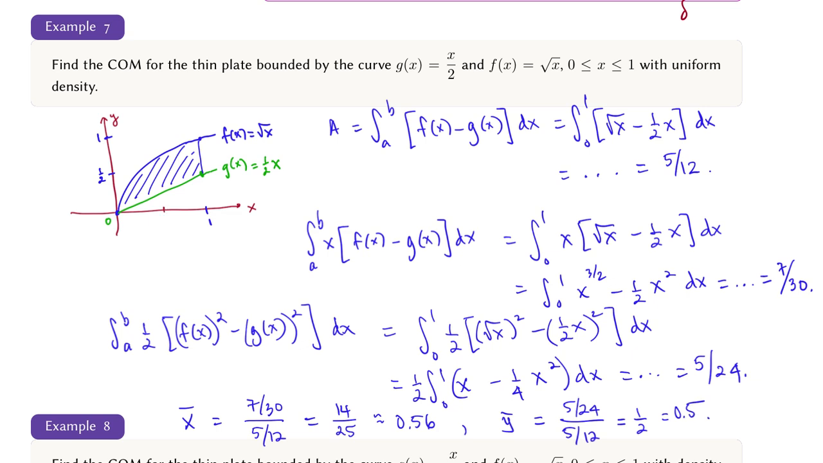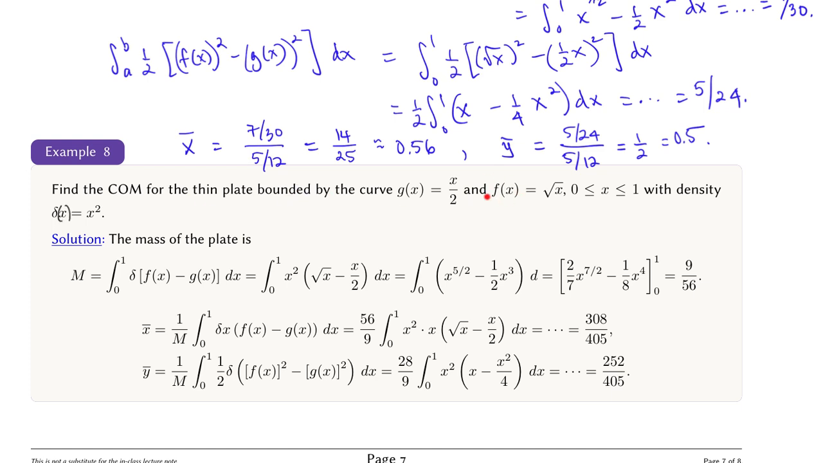So go back to the graph. We see that x bar is 0.56, a little bit more than 0.5, and y bar is exactly 0.5. That's the center of mass.